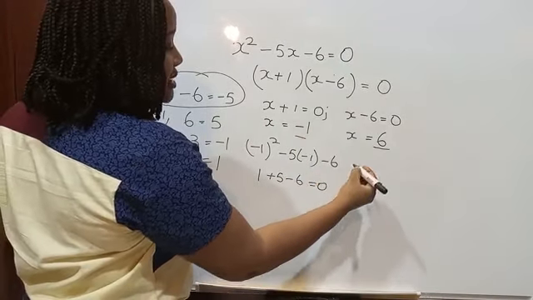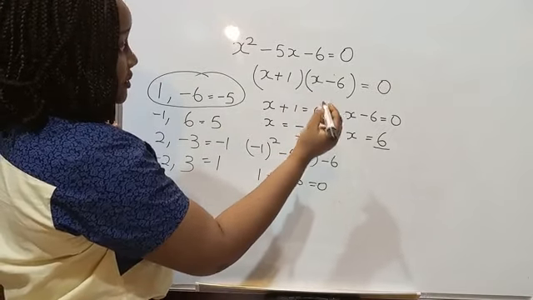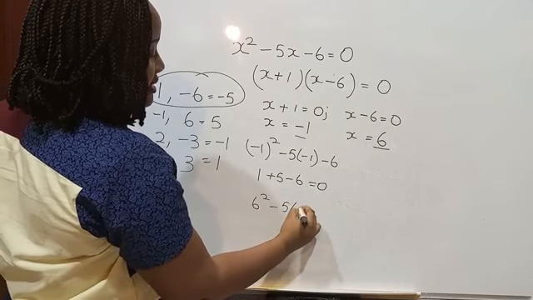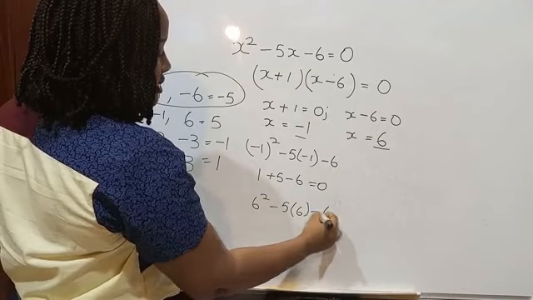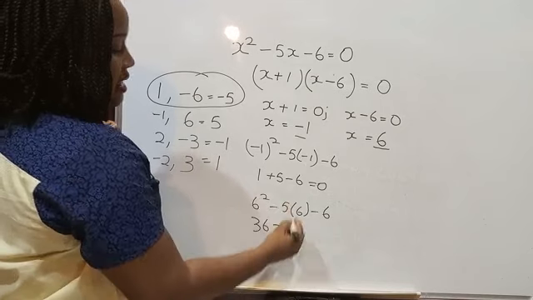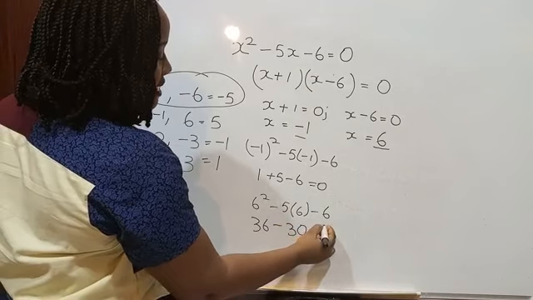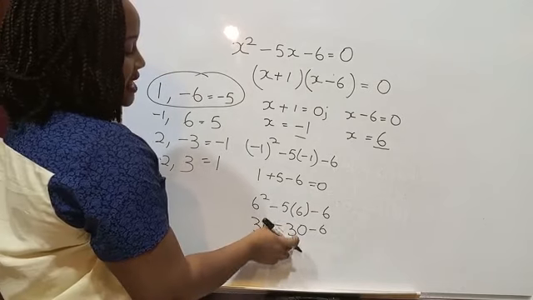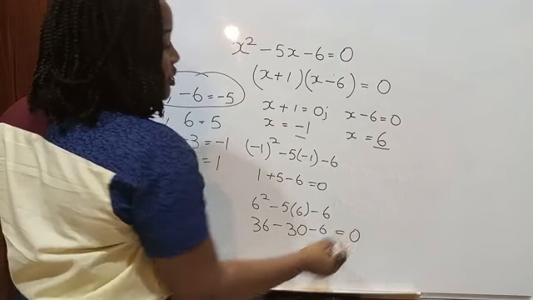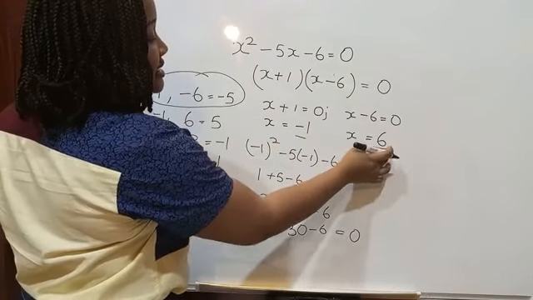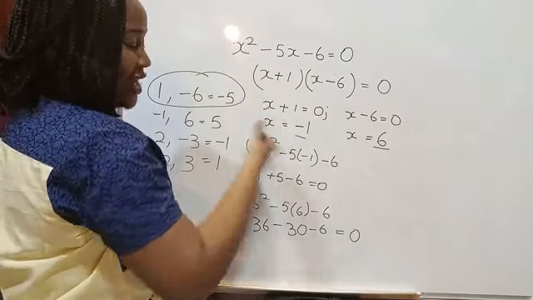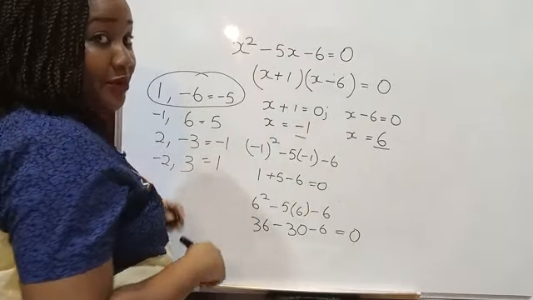Now let's look at using 6. You have 6 squared minus 5 times 6 minus 6. 6 squared is 36, minus 30, minus 6. So 36 minus 30 gives us 6, and 6 minus 6 gives us 0. So you can see that minus 1 and 6 indeed satisfy this equation. You can try putting any other number and see if it will give you 0.